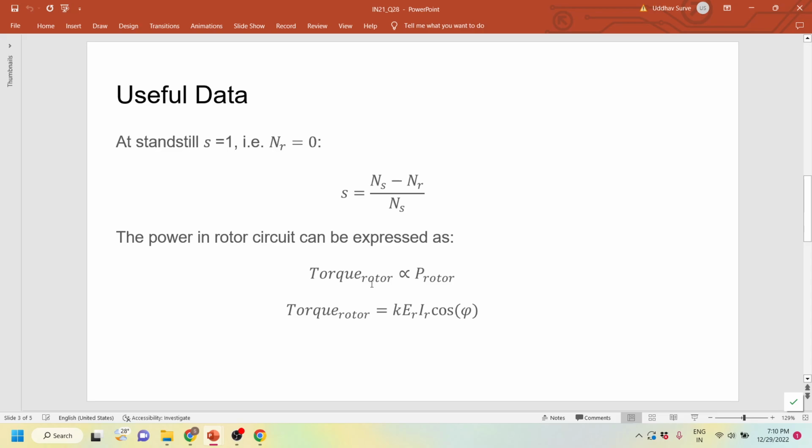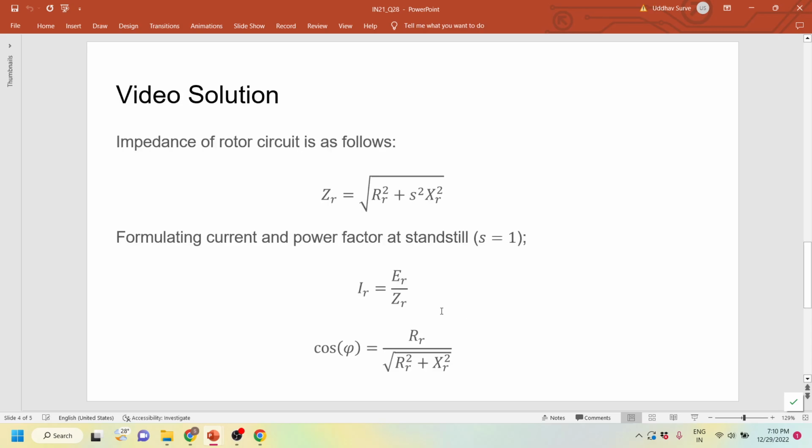As this is an AC equivalent circuit and AC quantities are involved, the torque developed by the rotor will be equal to, let us add a proportionality constant K to remove the proportionality sign, K times P rotor, which is ER into IR into cos phi, where ER is the rotor voltage, IR is the rotor current, and cos phi is the power factor between the voltage and the current. The rotor circuit impedance will be denoted by equivalent R and X, and the frequency at which the rotor experiences the impedance is determined by the slip. So the rotor has a voltage induced at slip frequency, that's why this S is coming. However, at standstill S is equal to 1 because the rotor is not rotating at the starting instant.